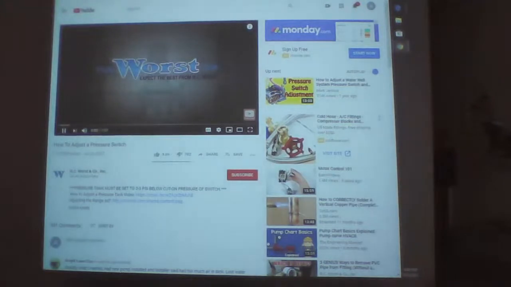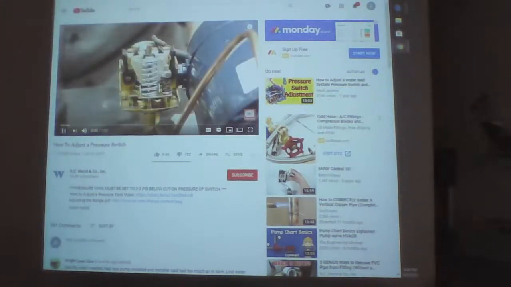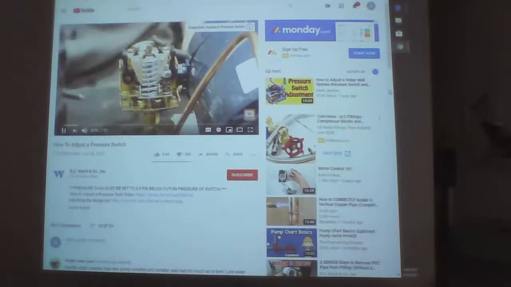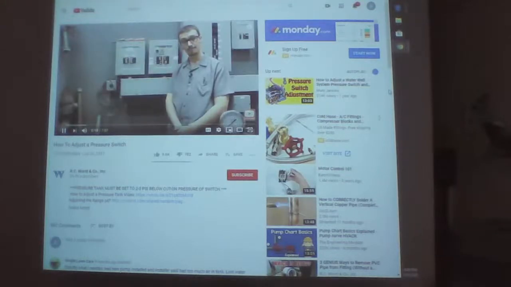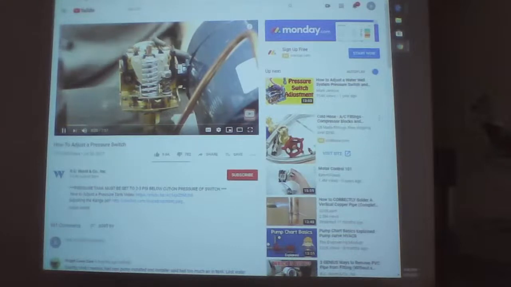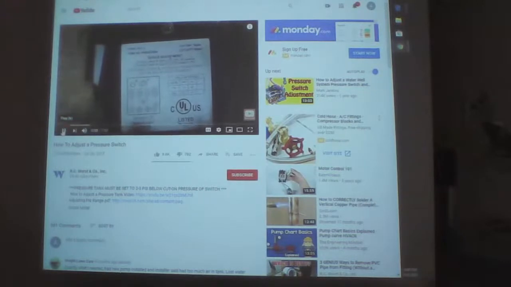Hang on, I have an echo going on here. So this is actually a pressure switch. I think it's from maybe an air compressor, but it still has a good description of how a pressure switch works and how the settings are set on those pressure switches. And that internal cutaway is a good diagram to see.